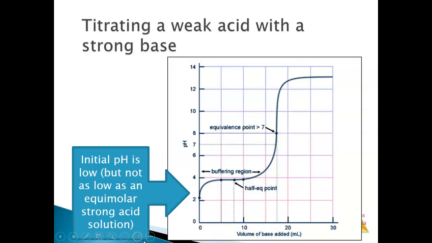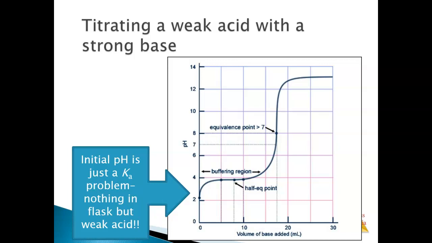So let's take a look at a pretty traditional curve. I'm titrating a weak acid with a strong base. One, I can tell this because my initial pH is still acidic, but this would not be as low a pH as a strong acid solution, because a strong acid solution would 100% dissociate, where a weak acid is only going to give me a small percentage of the available H+ ions. At this initial pH, this isn't even really a titration problem. All I have in the flask is a weak acid, and that means that's just a Ka problem. I could calculate the pH using the Ka and solving for x.